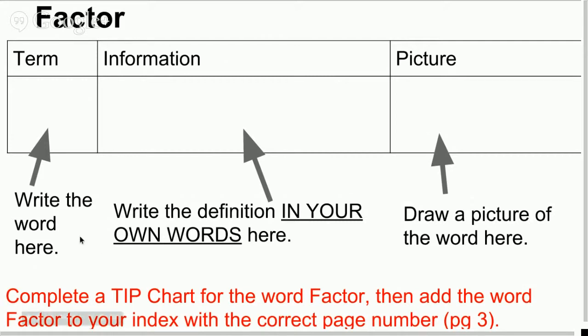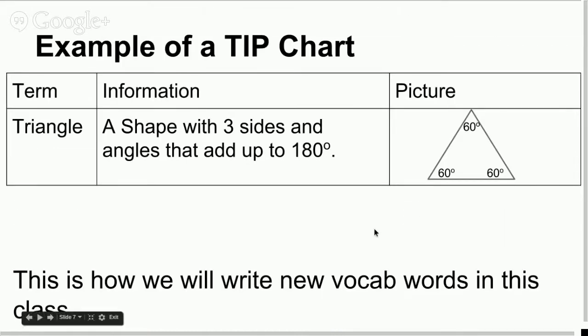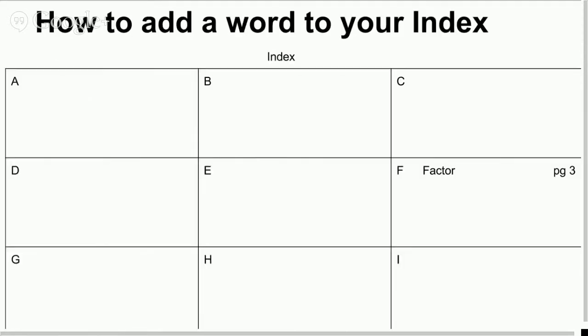This is how we're going to make our vocab from here on out. So what I want you to do is write factor right here, the definition of factor here, and then you're going to draw a picture or write a mathematical equation in there. Okay? Go ahead and pause it and take a second to do that. When you've finished with that, I'd like you to turn to your index, and you're going to add it to your index on page 3. This is another example of a tip chart if you'd like to go back and fix yours. You can pause it on this if you'd like.